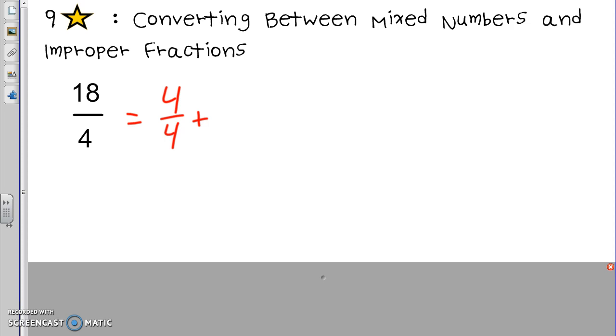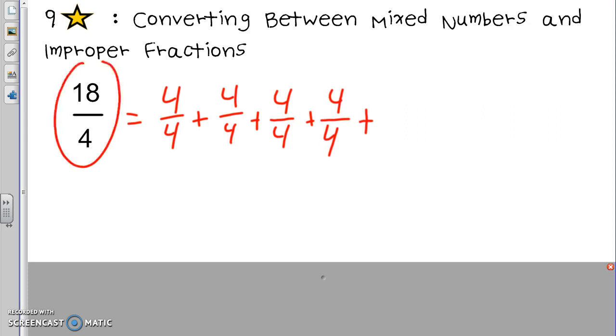You're trying to get all the way up to 18/4. See if you can solve this one. You can pause it and then restart. See if you get it right. We start with 4/4. So we have to add another 4/4 and another 4/4. Now let's see, 4, 8, 12. I need another 4/4. That's going to be 16. I need to get all the way up to 18/4, so I need another 2/4.